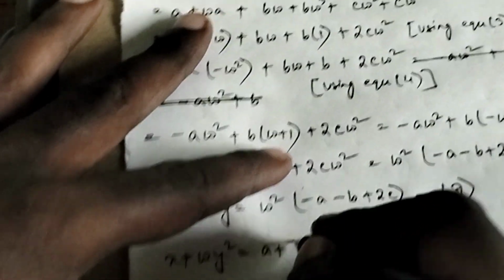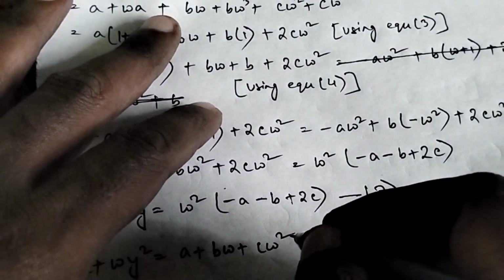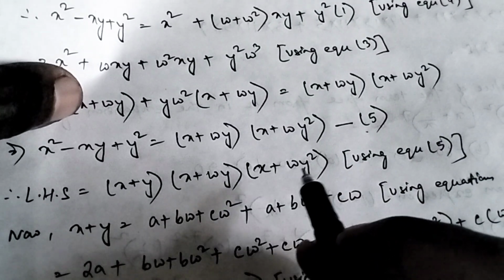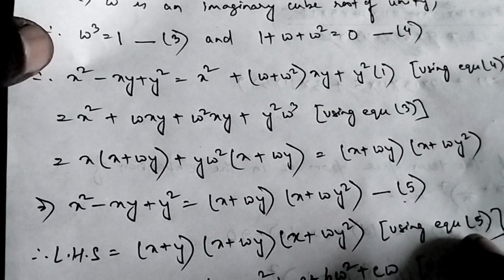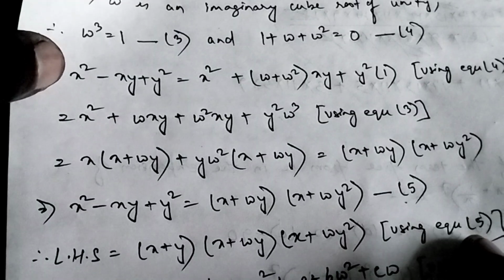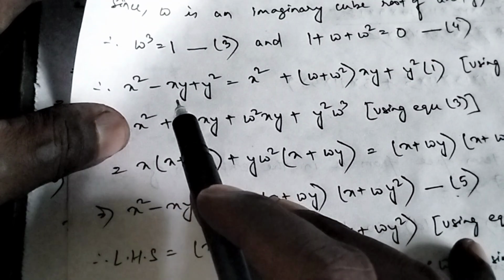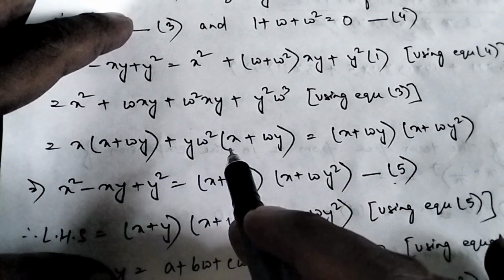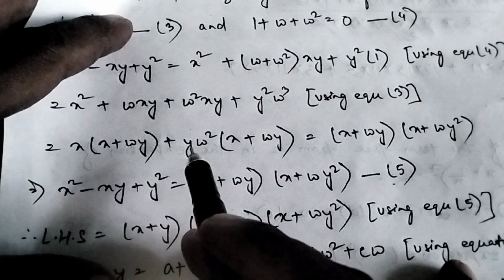One thing we have done wrong over here. X cube plus y cube, this is x square minus xy plus y square, is equal to x plus y, x plus omega y common, then x plus y omega square. Here it will be x plus y omega square, not omega y square.